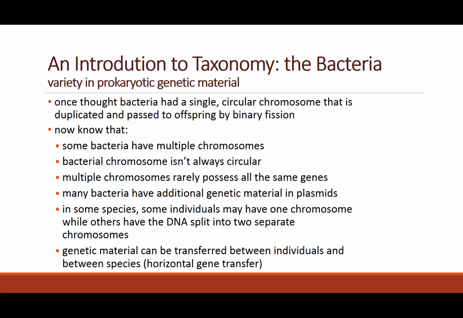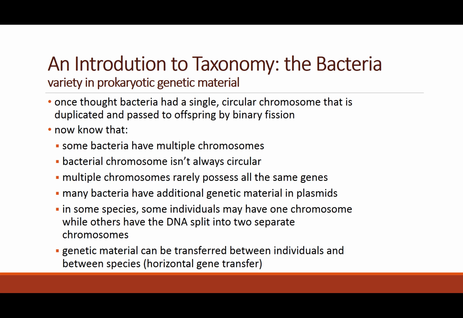So first off, let's look at some of the characteristics of the DNA, because that's a huge piece of how we do try to do systematics work in bacteria. So once we thought that bacteria only had a single circular chromosome, and that every time the cell divided, it passed on a copy of that circular chromosome by binary fission. But now we know that some bacteria have multiple chromosomes, and that the chromosomes aren't always circular.